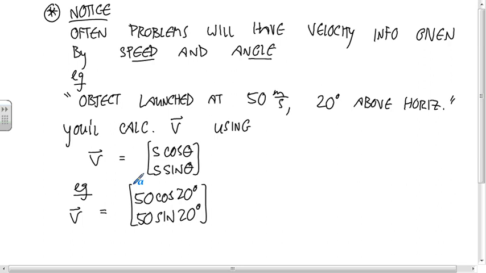Any questions about that? So velocity, I'm just saying this because velocity is the quantity that's going to come up most often. It's not going to come up so often with position or acceleration, but velocity is going to come up that way all the time.